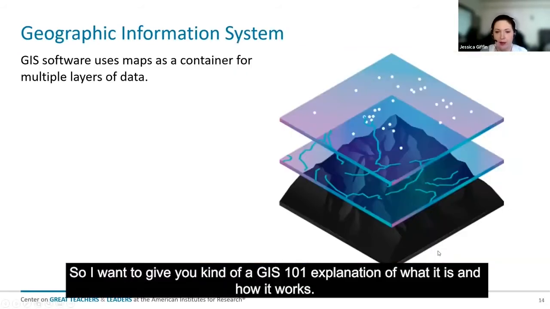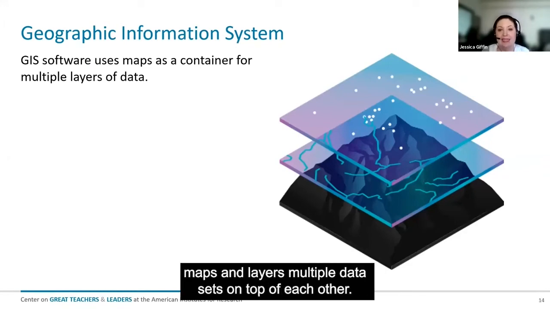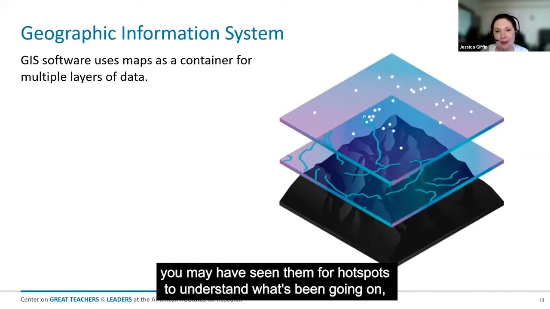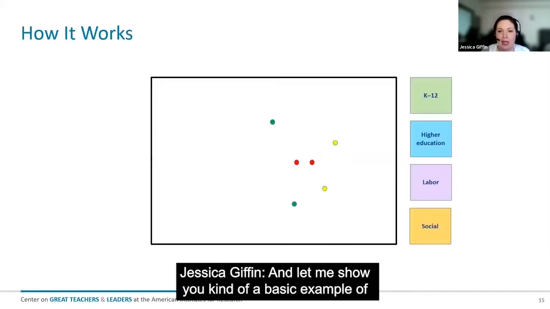So I want to give you a GIS 101 explanation of what it is and how it works. GIS is basically a software application that uses maps and layers multiple data sets on top of each other. I will say COVID has made these maps very popular. You may have seen them for hotspots to understand what's been going on, but that same technology can be used for other issues and topics. And let me show you a basic example of how it works.